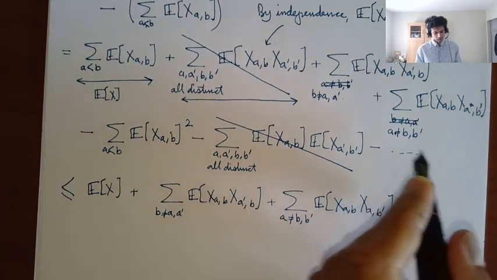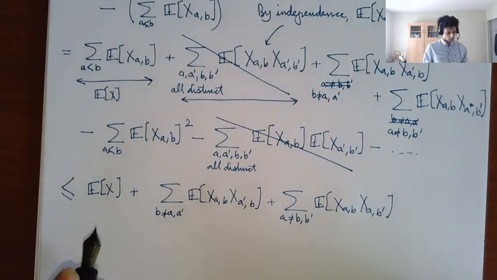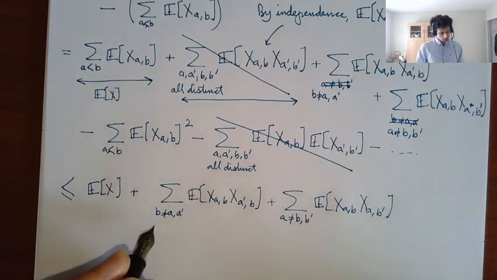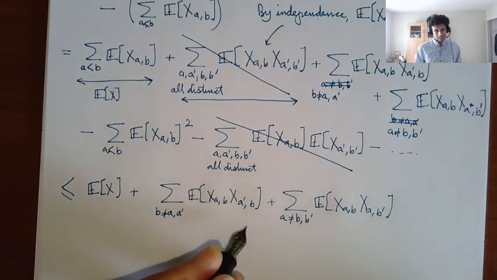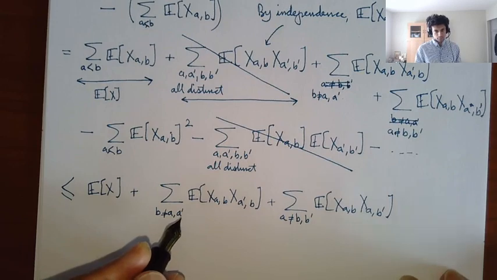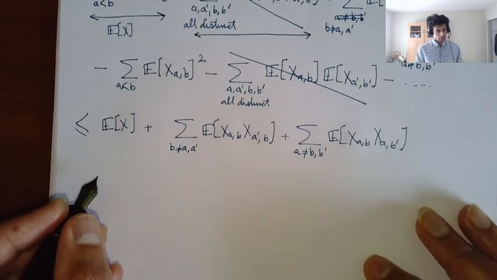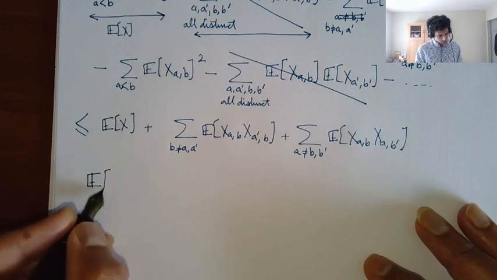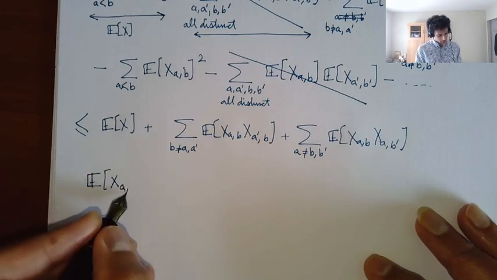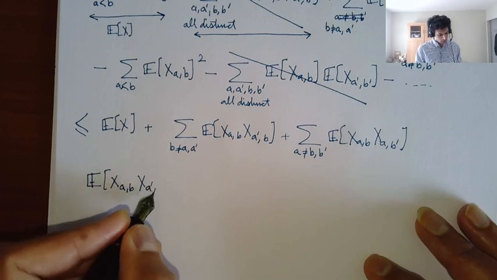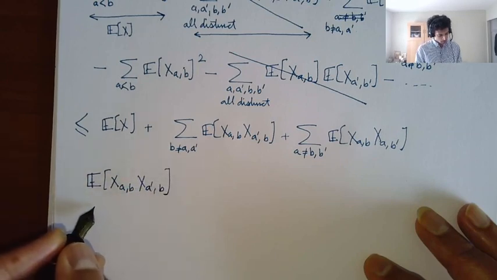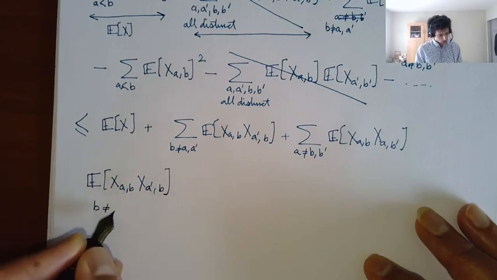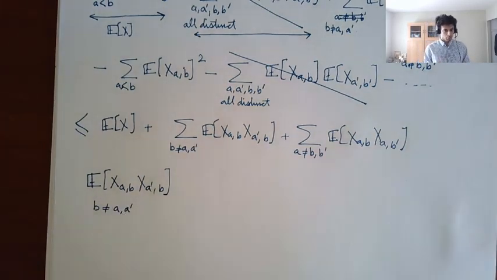Okay, I'm actually going to ignore all of these terms over here. This is what I get. And so this becomes the interesting term. So let's look at this sum now. Or let's actually look at the expectation of XAB and XA prime B, where B is not equal to A, A prime.